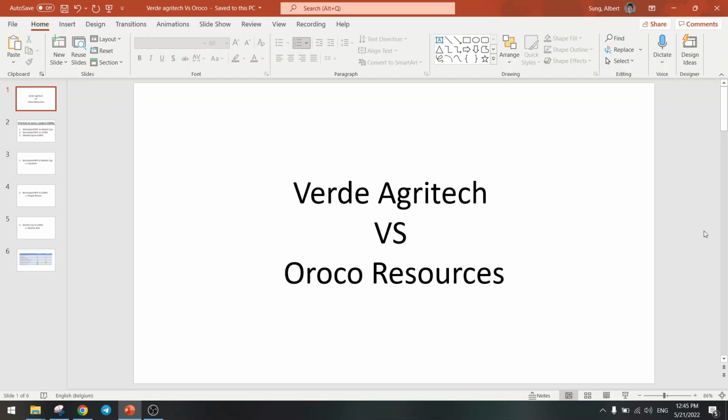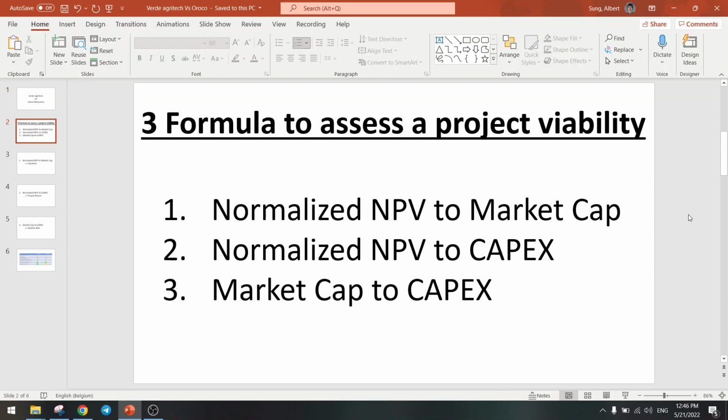Now, I want to showcase my formulas here. I think these are very interesting formulas to use on every project, from gold miners to copper miners to fertilizer companies. You can use this on everything. You could think I'm comparing apples with oranges here, but I think these ratios can be used on everything. So you need to have an open mind here. Let's take a look at the three formulas to assess a project's viability.